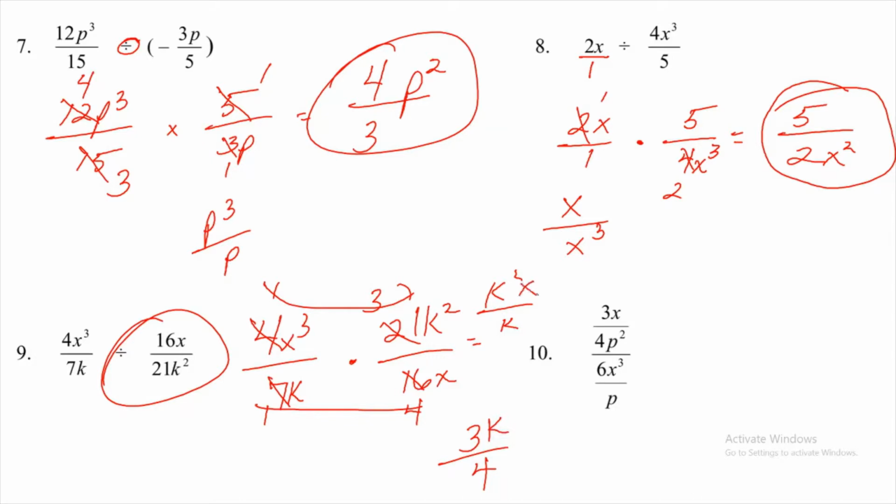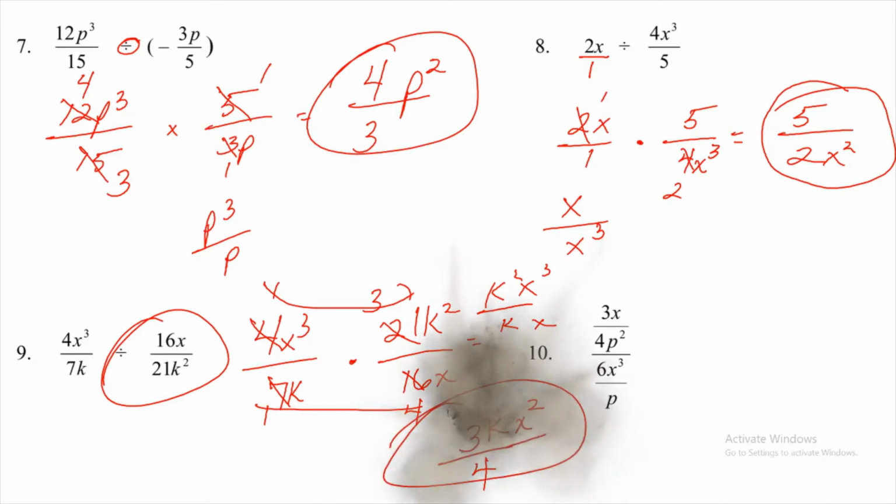X's. I have 3 x's in the numerator and 1 in the denominator. So where do I have more x's? On the top. How many more? 2. So there's your answer. 3k x to the second over 4.